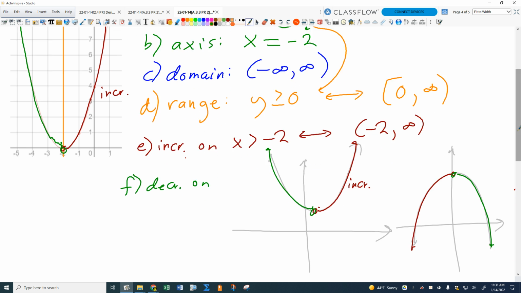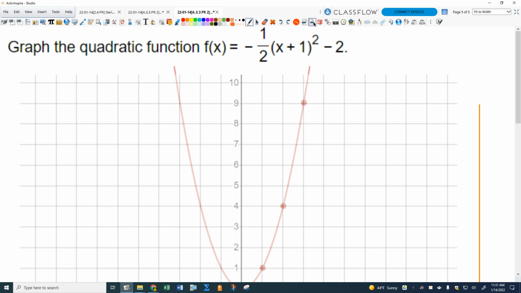X is less than -infinity to -2 with parentheses, because I'm not including the -2, right? -2 is the bottom of the valley, so the ant's neither increasing nor decreasing at the bottom. That's when he's transitioning from decreasing to increasing, right? Okay, give me thumbs. Okay? Okay. All right, let's try a little tougher one, and then I'm going to let you work.